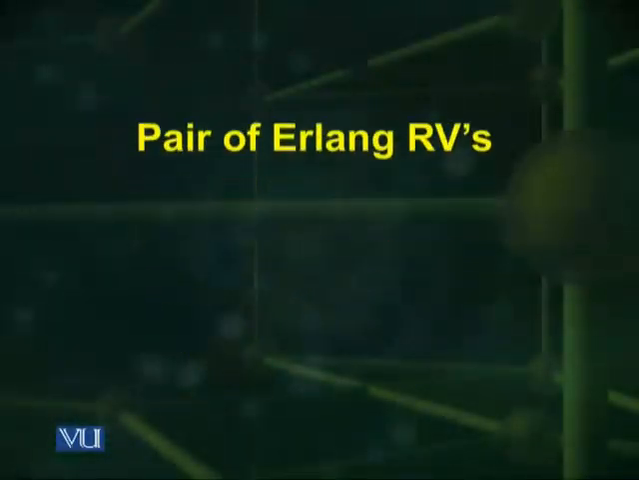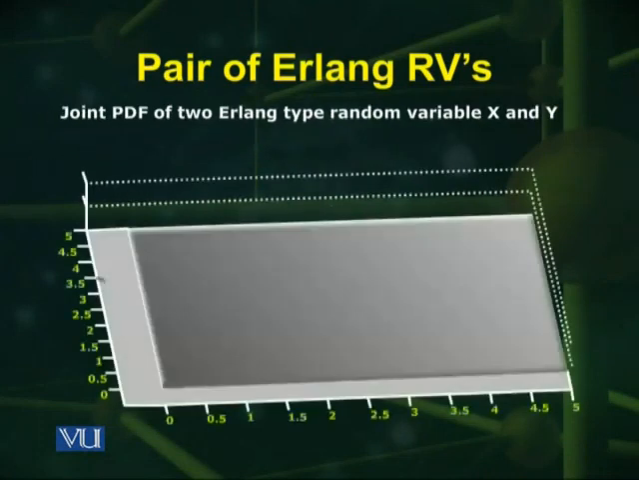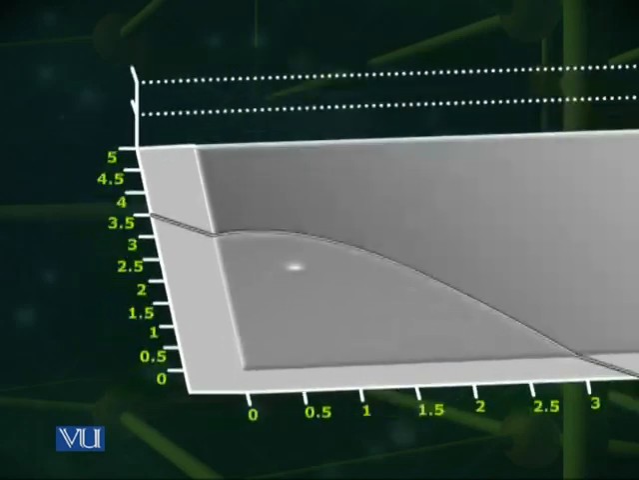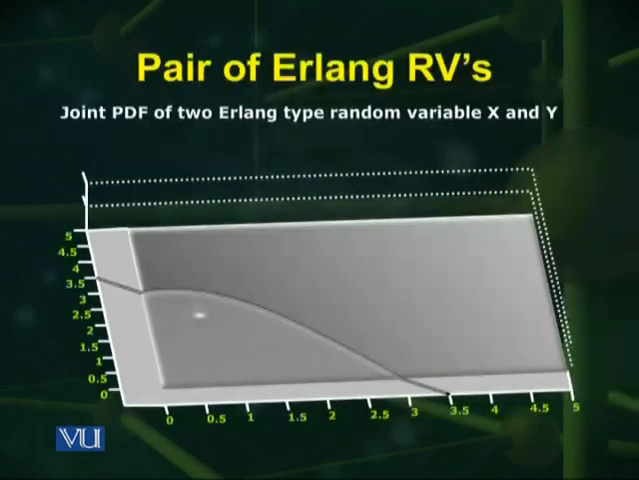On this surface, you can see that this terrain, this joint density, also has a peak, but this peak is not located at the origin. This peak is slightly away from the origin. If you want to find probabilities of interesting events defined for this pair of independent Erlang type random variables, all you have to do is find the region representing your event and then evaluate the double integral which finds the volume on top of the region which represents the event of interest.